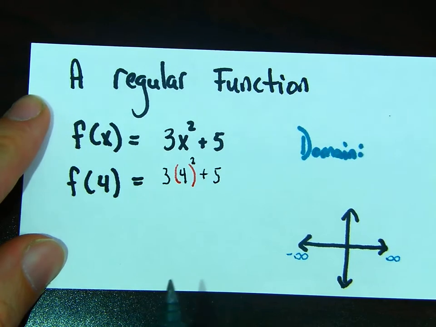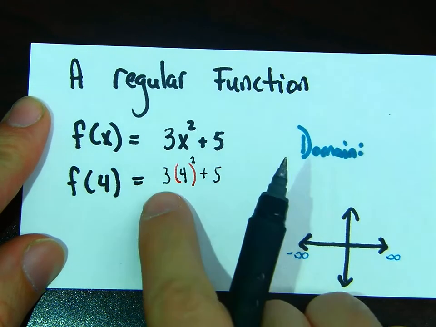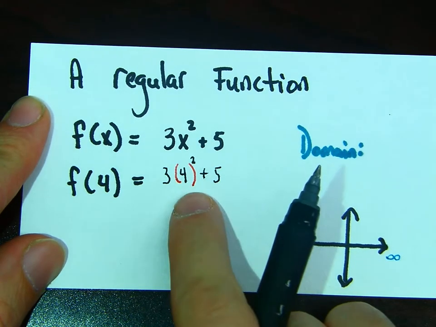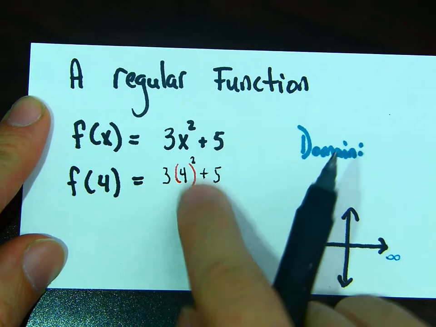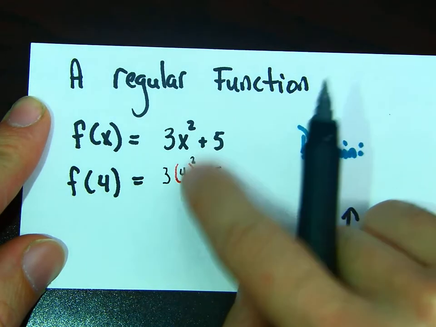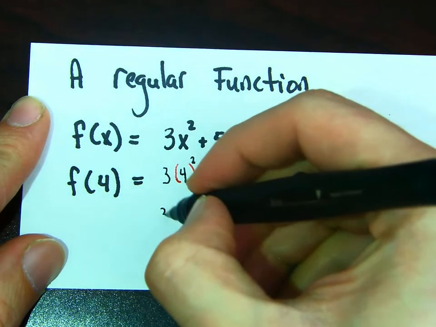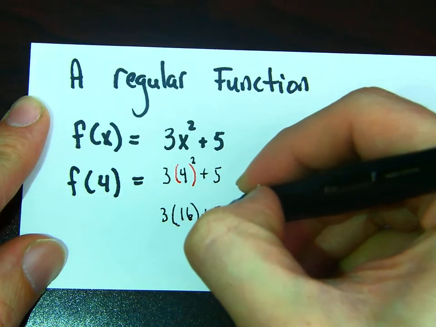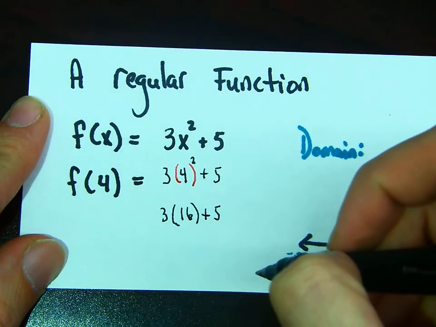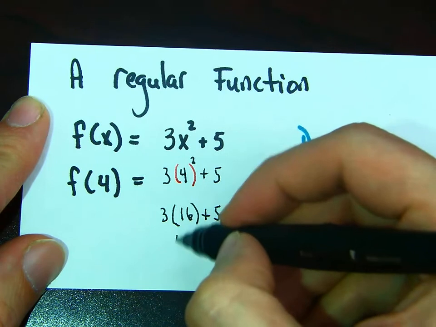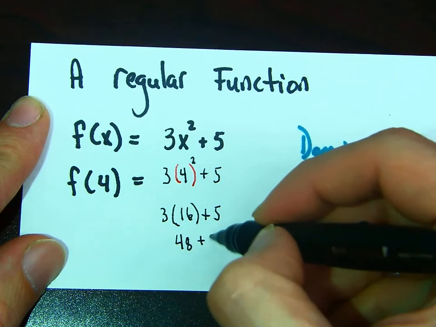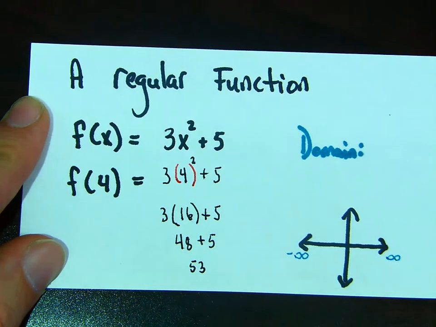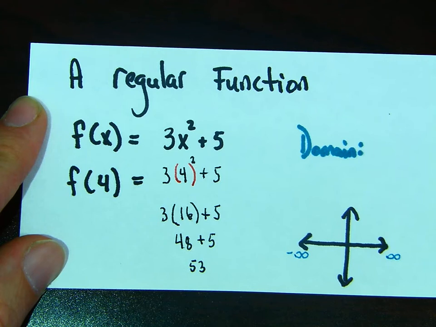And then, how would you continue? If you say 3 times 4, my heart will break, right? We don't do 3 times 4 first. First, we need to do the 4 squared, right? So it's going to be 3 times 16 plus 5. And what is 3 times 16? That is 48, plus 5. So that is 53. And visually, what does it mean?